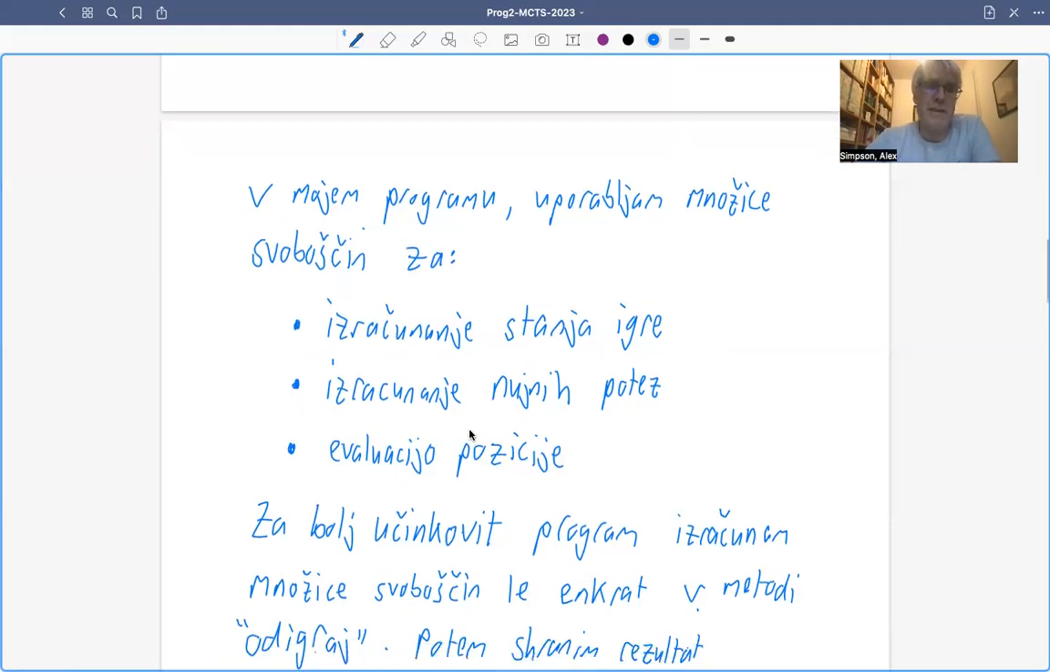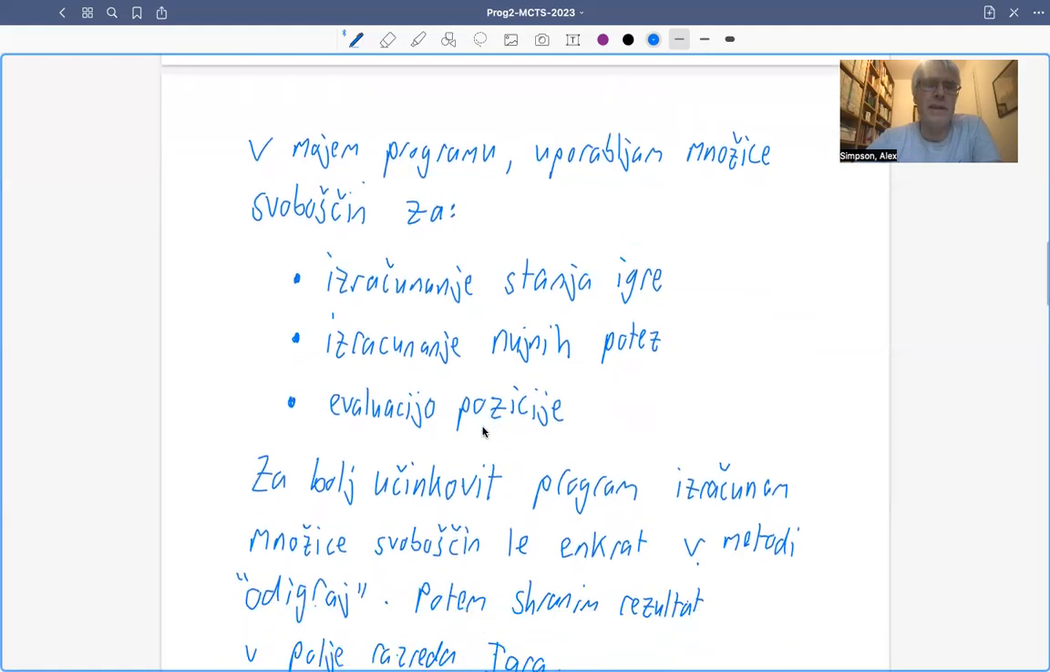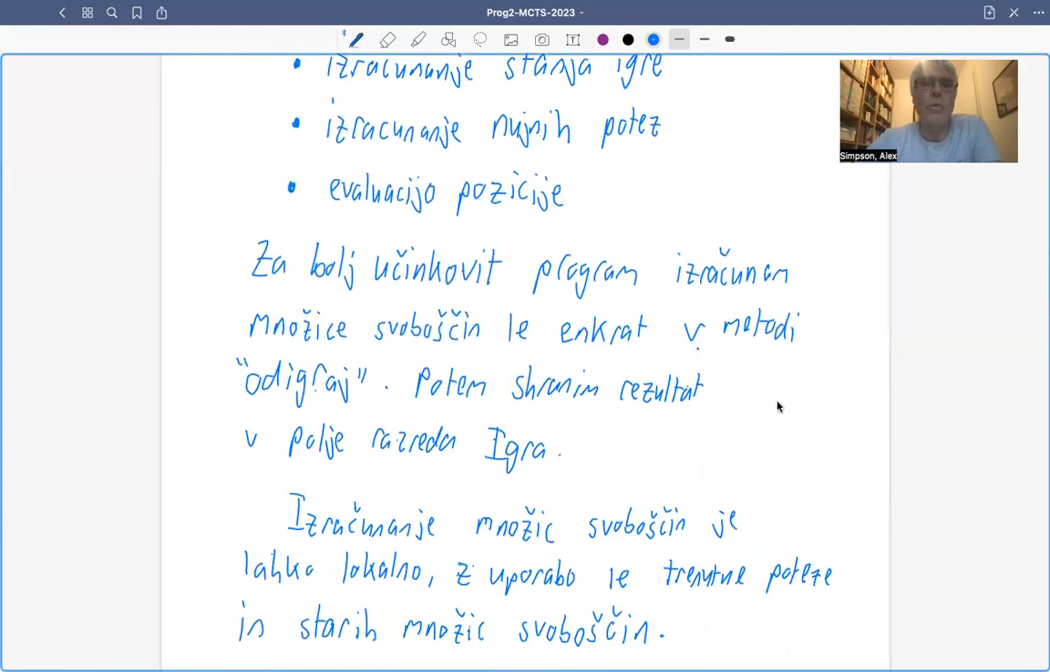So what I recommend instead, and what I do in my program, is that you only calculate the sets of liberties once, and then you store the groups and their sets of liberties. You only calculate that once for every game position, and you store that information in a field of the game class. So we're going to have a field of the game class that is the set of liberties. And in my program, I do that in the igre method.